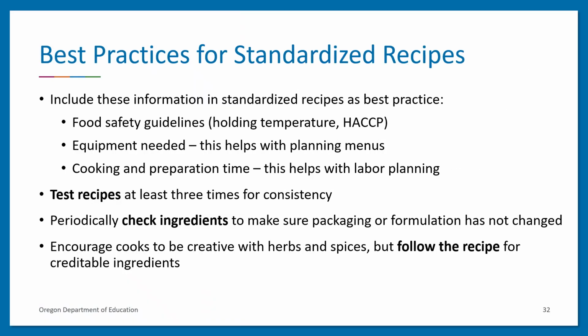As a best practice, adding in food safety guidelines such as holding temperatures and HACCP information can help your cooking staff make sure they are serving safe products to your participants. Having equipment information on the recipe can help menu planners decide what recipes should be served together. If you only have so much oven space, you may not want to have 3 recipes that all use an oven on the same day. Including cooking and preparation time will also be helpful for planning labor hours. How much time will your cooks need to get this meal ready?